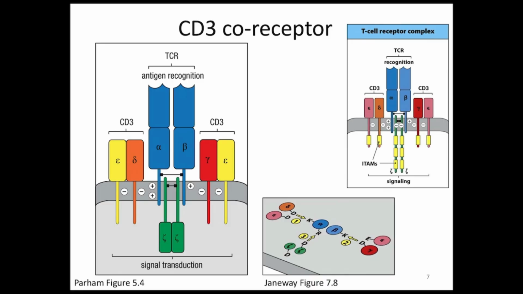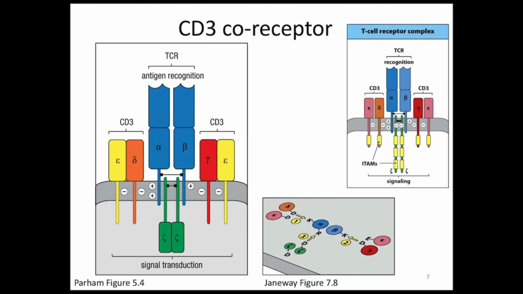CD3 is not one protein. CD3 is actually made of 6 protein chains. So you can see that we've got one that's called epsilon here, one that's called delta, one that's called gamma, another copy of epsilon, and 2 copies of zeta. So we've got these 6 different CD3 proteins. We've got a delta and an epsilon, a gamma and an epsilon, and 2 zetas.